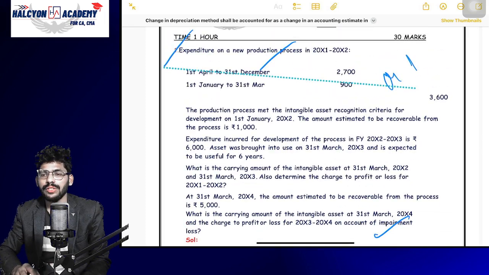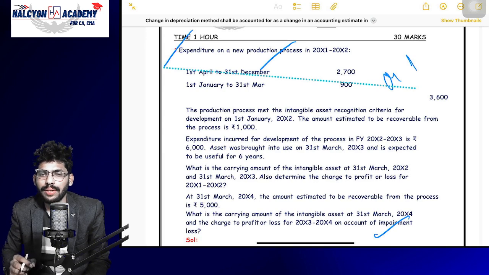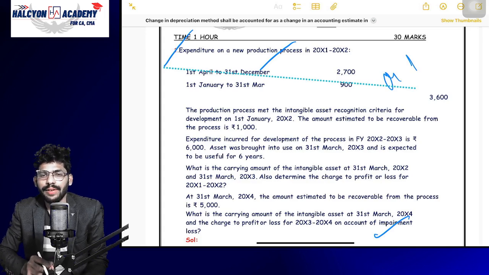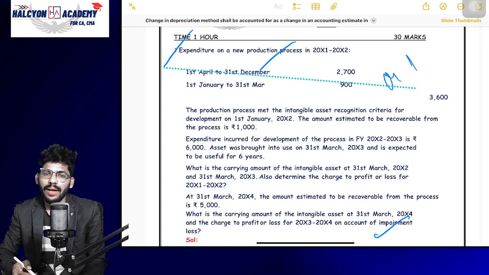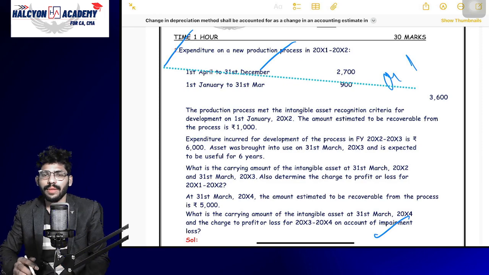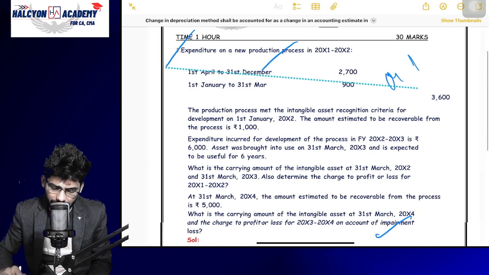Before solving this question, you need to know one thing about research expenses as well as the development expenses. Correct or not? So during research phase, whatever the expenses we have incurred, that should be charged to P&L. During development phase, whatever the expenses we have incurred, that should be capitalized, provided recognition criteria should be met. Correct?